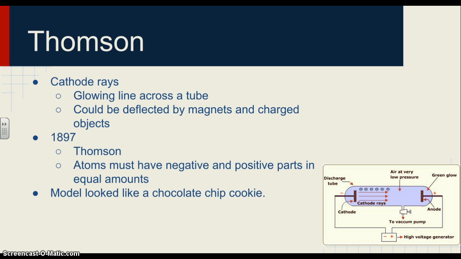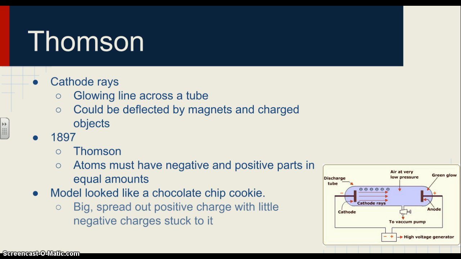His model is described in most books as a plum pudding model. But that's an English dessert. We don't really have it in America, and I'm not sure anyone really eats plum pudding anymore. I like to think of it as a chocolate chip cookie. You've got the big cookie part itself. It's a big spread out positive charge, so the positive charge is sort of diffused through the whole area with little negative charges stuck to it. The value of all that spread out positive charge and the little negative charges is going to be equal. So that's Thomson's model.